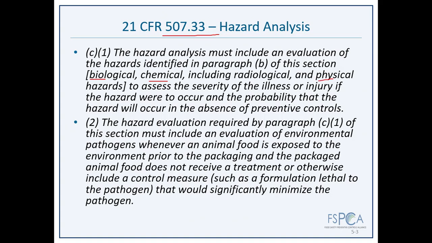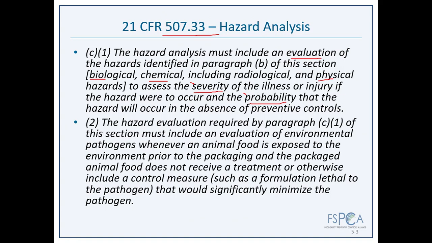So our first step is going to be identifying the hazards. Number 1, making the list of known or reasonably foreseeable hazards. Number 2 is going to be evaluating those hazards. To evaluate any hazard, I need to evaluate it for its severity and its probability. So how severe is it? If it does get into my final product, is it going to cause death or is it going to cause just diarrhea for an hour? Okay, very different severity levels. Probability: how likely is it that it is going to get into my final product?